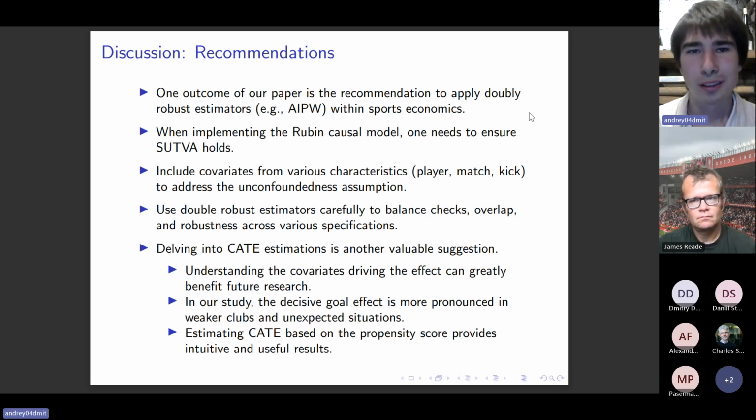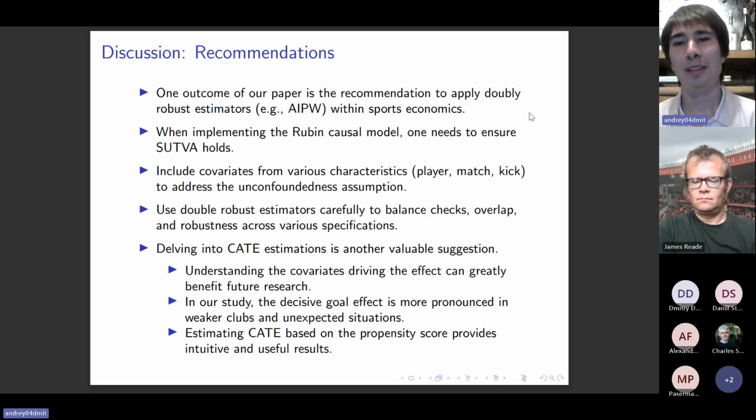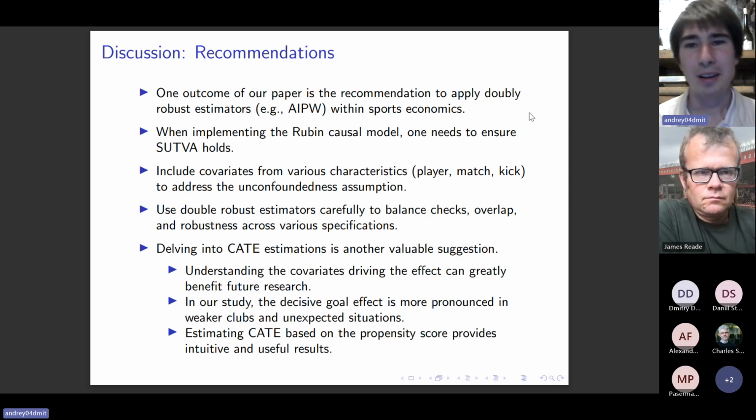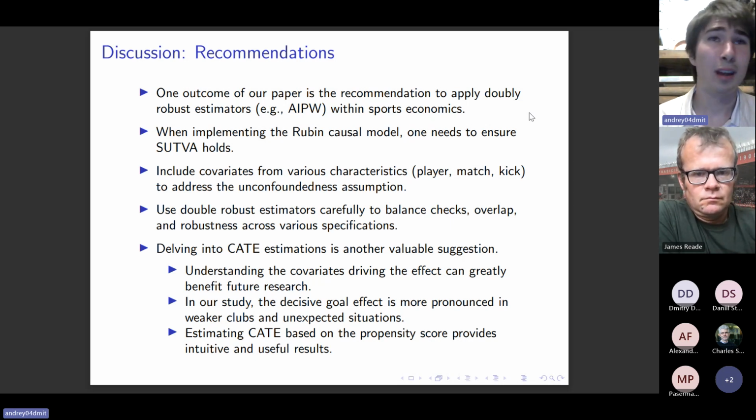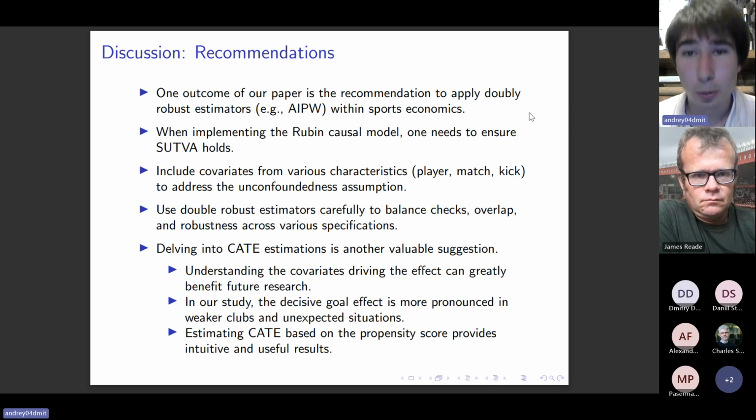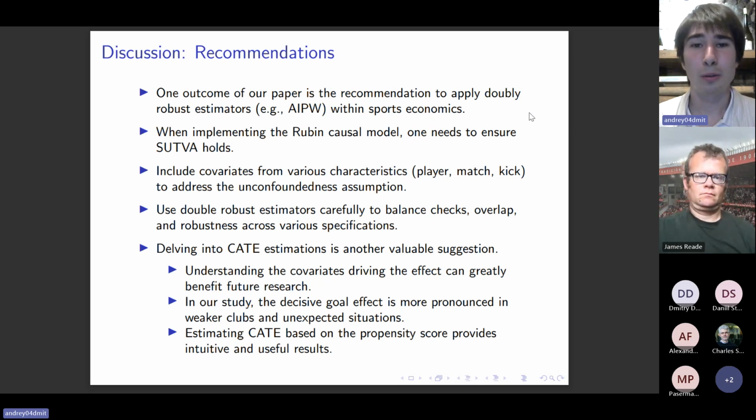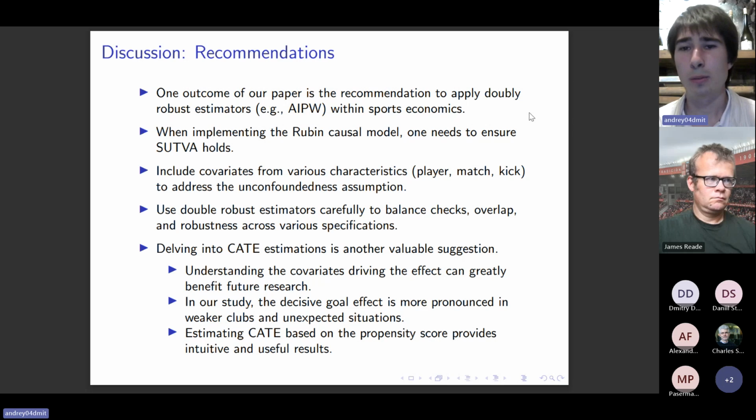So our recommendations. One outcome of our paper is the recommendation to apply doubly robust estimators, for example AIPW. There is also IPWRA, but it's less popular. Within sports economics, of course, I mean, to apply this doubly robust estimator. When implementing the Rubin causal model, one needs to ensure SUTVA holds. Also, you need to include covariates from various characteristics, player, match, kick, to address the unconfoundedness assumption. Use doubly robust estimators carefully, with balance checks, overlap, and robustness across various specifications.